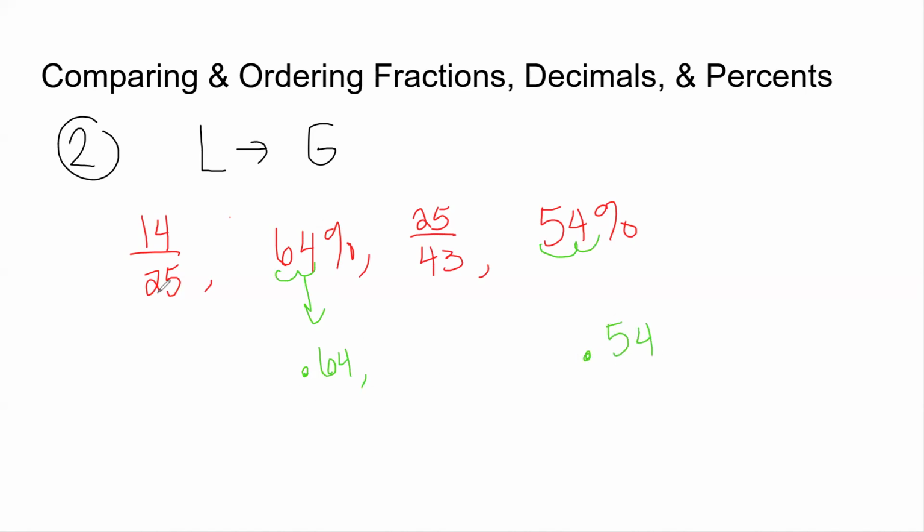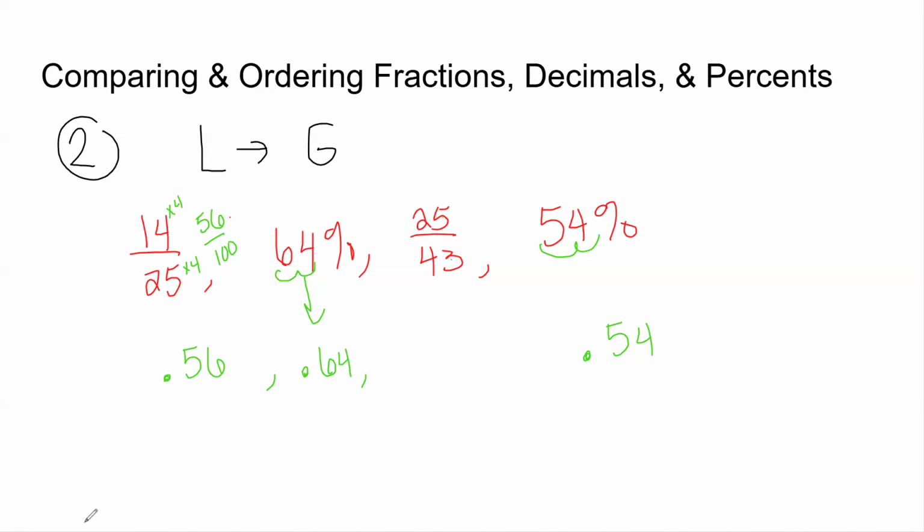Now the 14 out of 25, we could times by 4 to get this to be 100, because of quarters. 25 times 4, times this by 4 would be 56. So 56 hundredths, that would be 0.56. Now, if you didn't catch that trick there, you could just divide it, either long divide or the calculator.